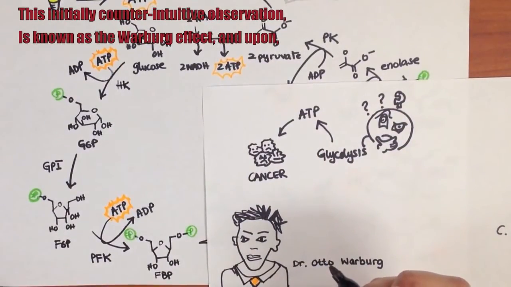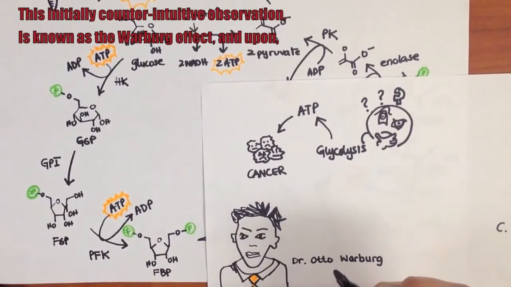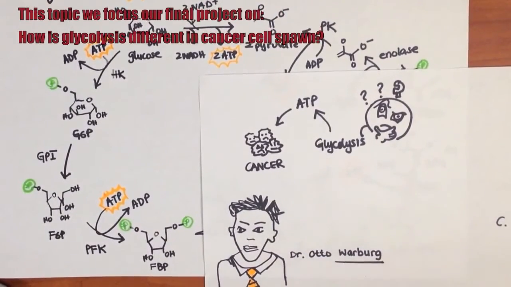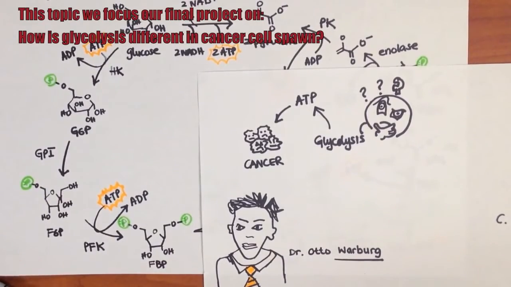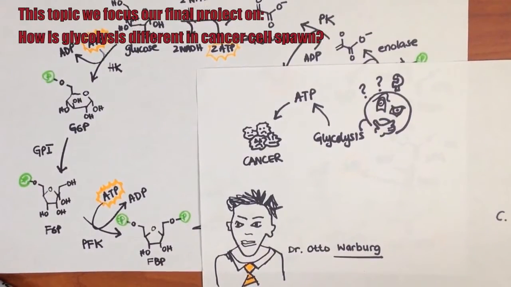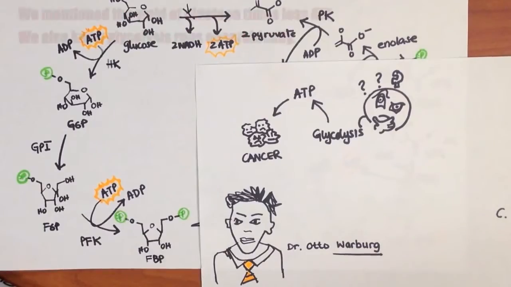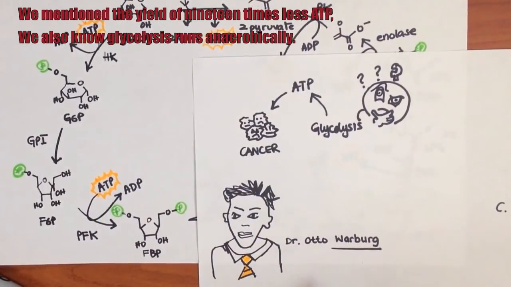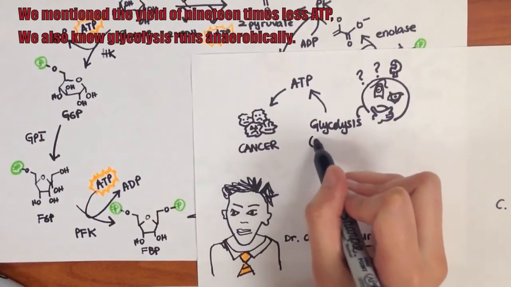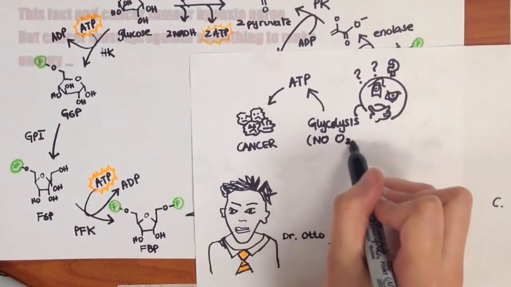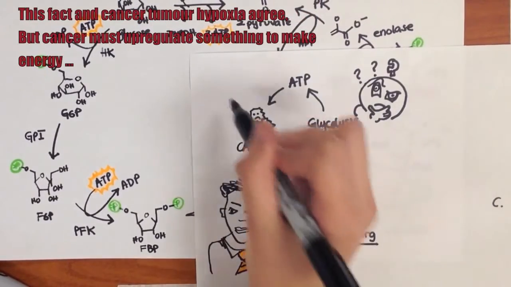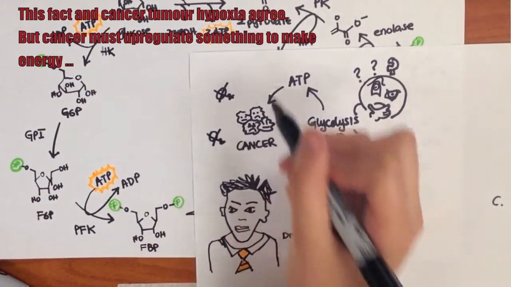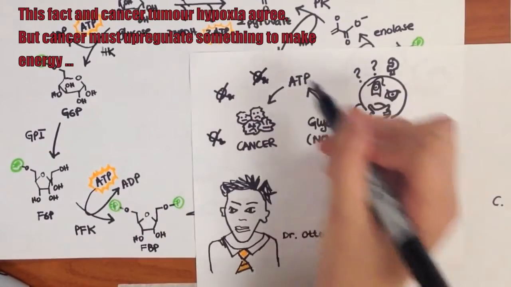This initially counterintuitive observation is known as the Warburg Effect, and upon this topic we focus our final project on. How is glycolysis different in cancer cell spawn? We mentioned the yield of 19 times less ATP. We also know glycolysis runs anaerobically. This fact and the cancer tumor hypoxia agree. The cancer must upregulate something to make energy.